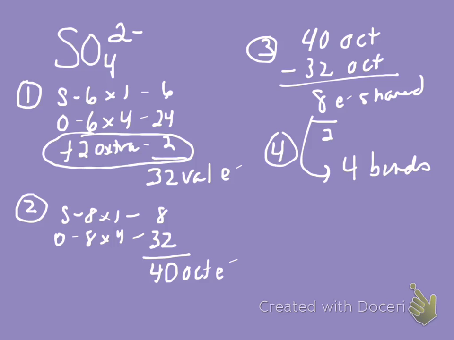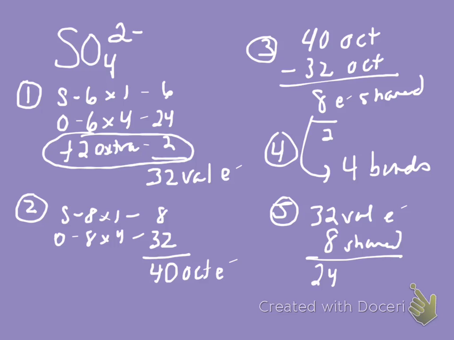Here comes the shocking number. Are you ready for the shocker? This is the absolutely astounding number. So we figured out how many unshared electrons we have, right? How many unshared pairs we have. We have 32 valence electrons, and we are sharing 8 of them. How many unshared electrons do we have? A whopping 24. So 24 unshared electrons divided by 2, that gives us 12 lone pairs.